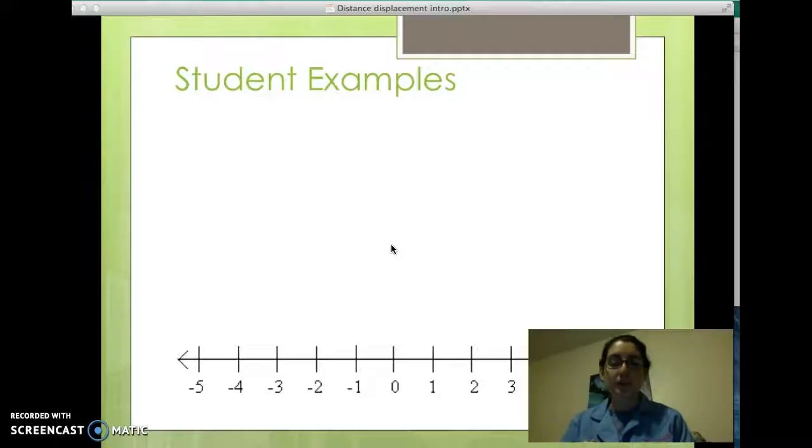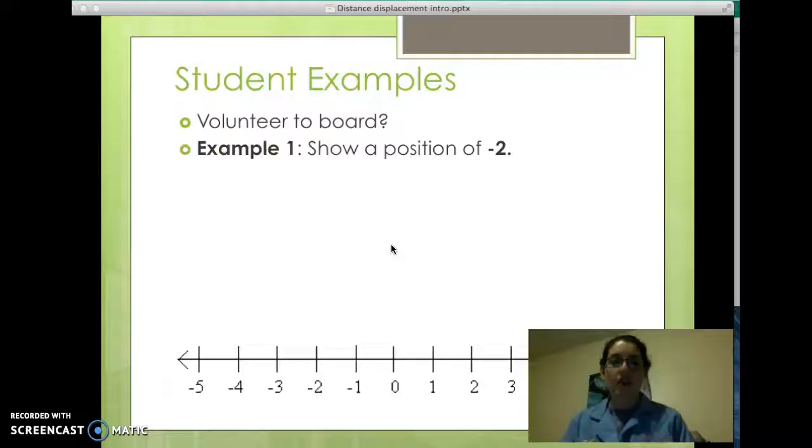We're going to do a couple examples, so you can pause the video as necessary to help you visualize this when you're ready. But we are going to need a volunteer, so if someone could raise their hand, that would be great. Alright, so for example 1, if you could please show a position of -2. Just stand next to it and put your hand on it.